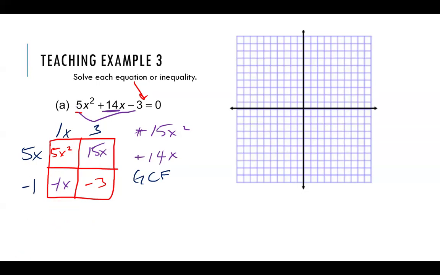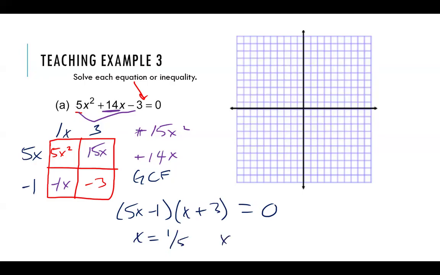Okay. So from there, you now know your factors. So you now know that you have 5x minus 1 times x plus 3 equals 0. Because you have this information, you now know where your x-intercepts are lying. So my x-intercepts are going to be at x equals. What would I need to do to get x by itself with 5x minus 1? Well, I'm adding 1 and dividing by 5, right? So I know x equals 1/5.